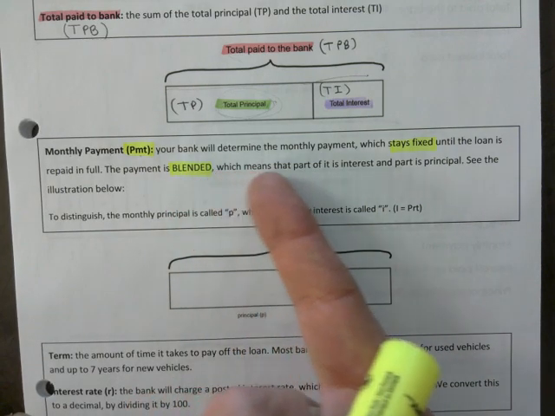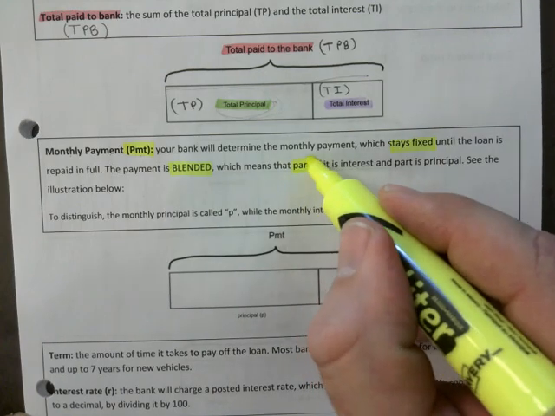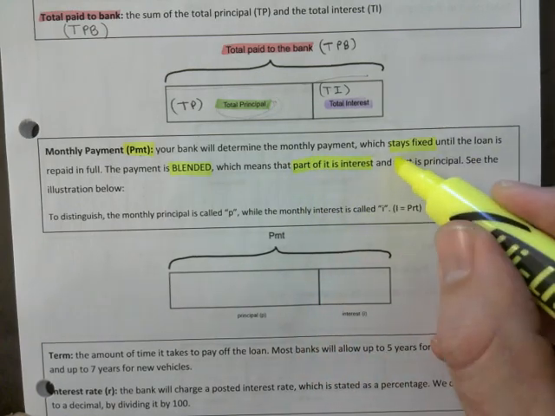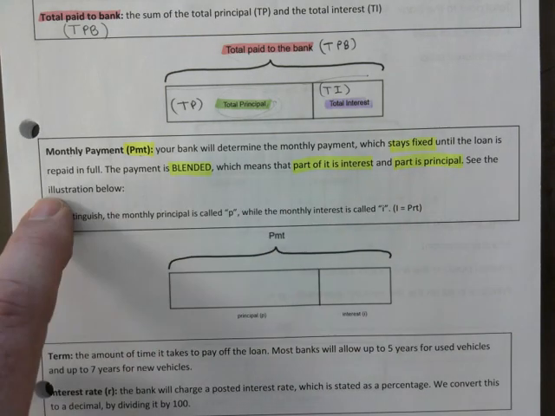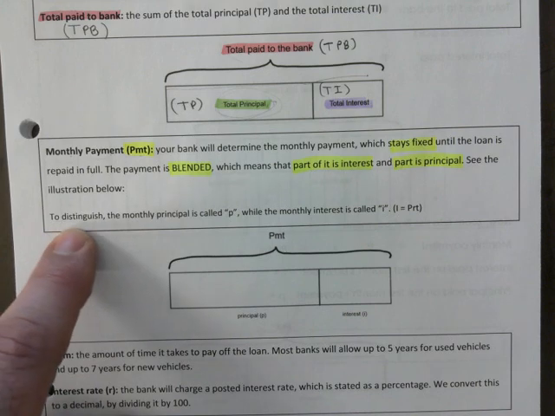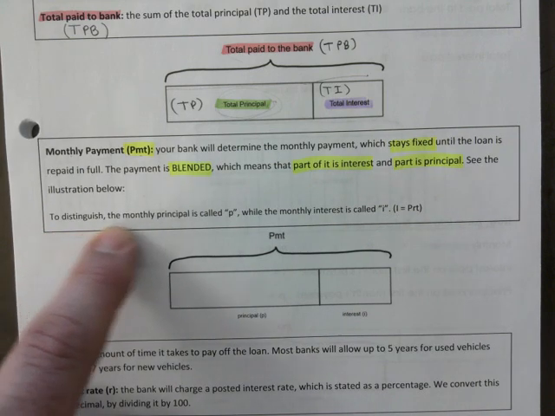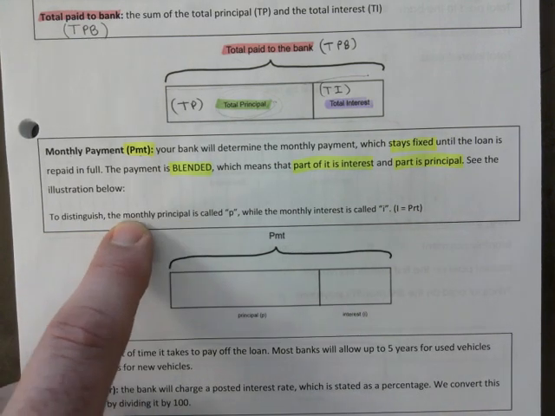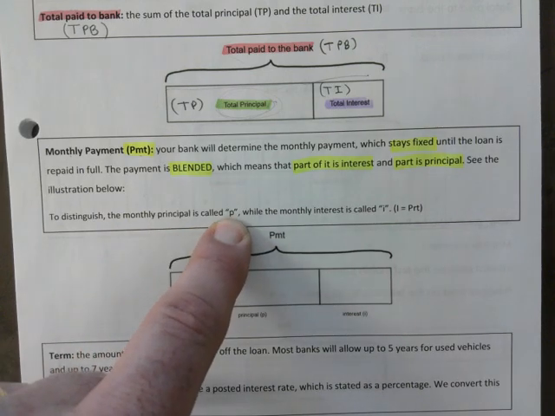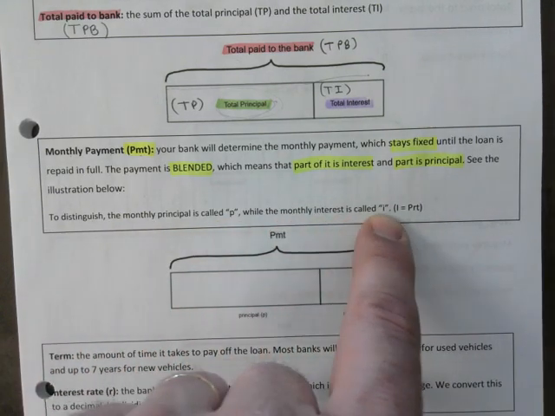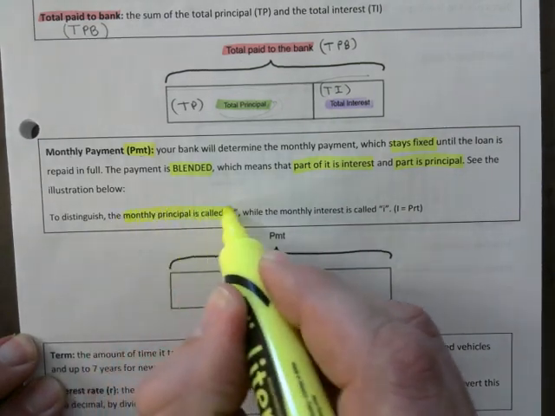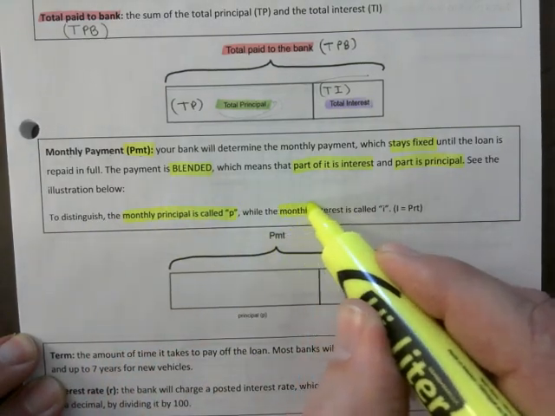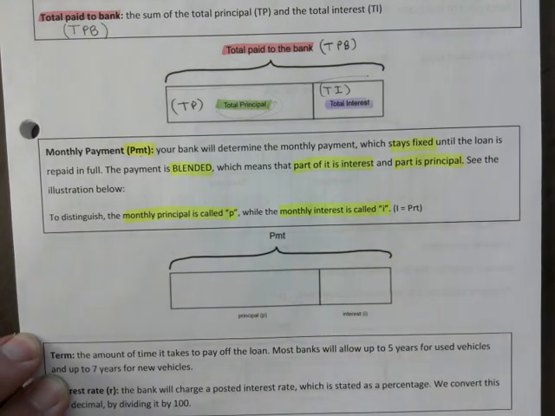What does that mean? It means that part of your payment is interest and part of your payment is principal. Okay? See the illustration below. To distinguish them, the monthly principal is called lowercase p, while the monthly interest is called lowercase i.